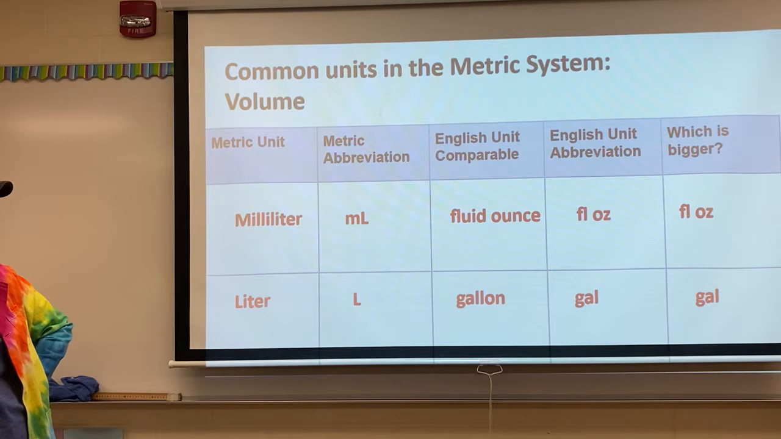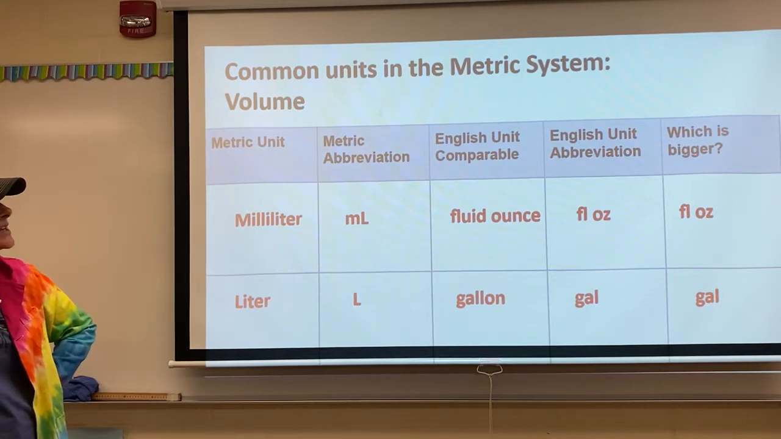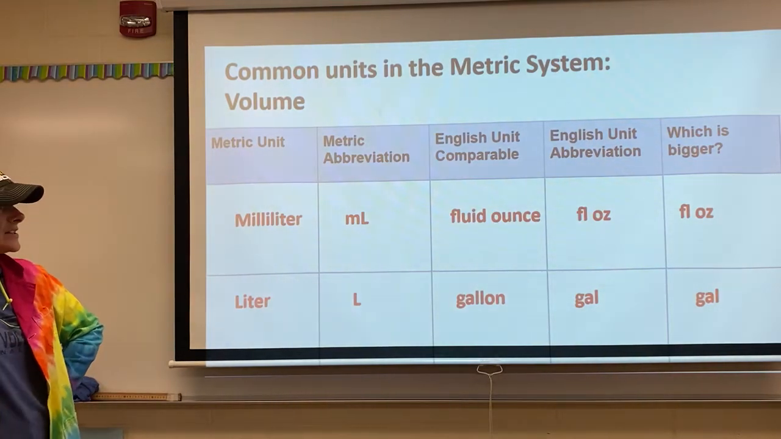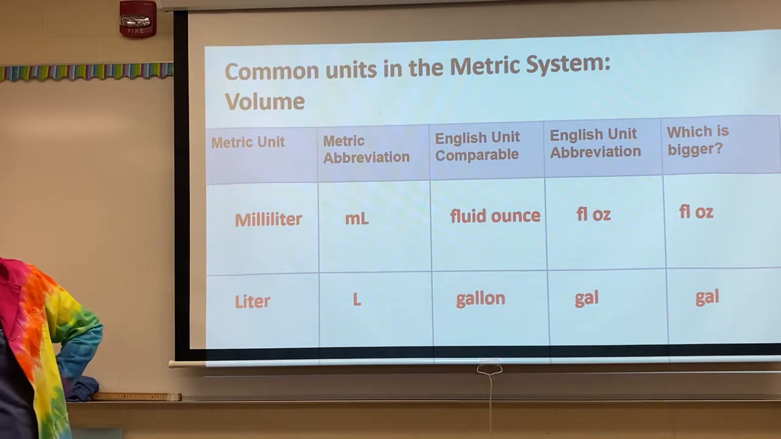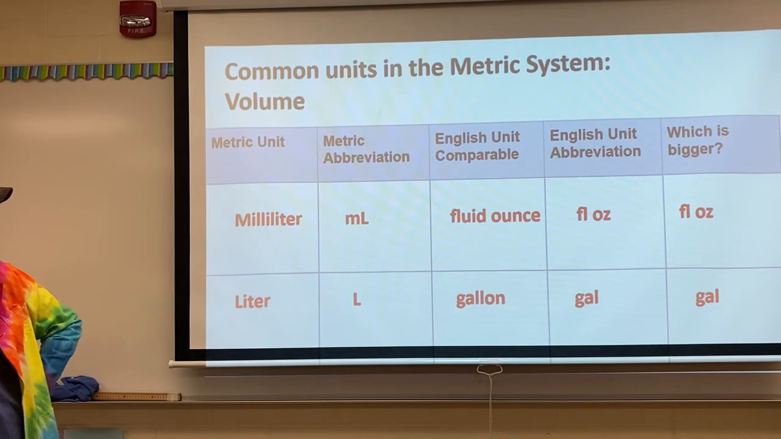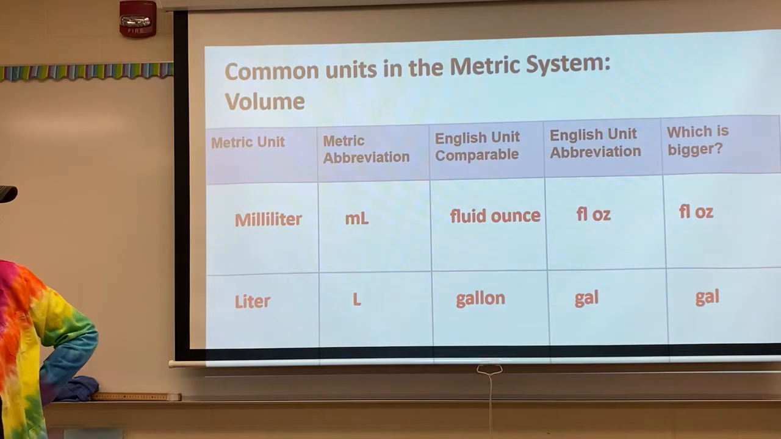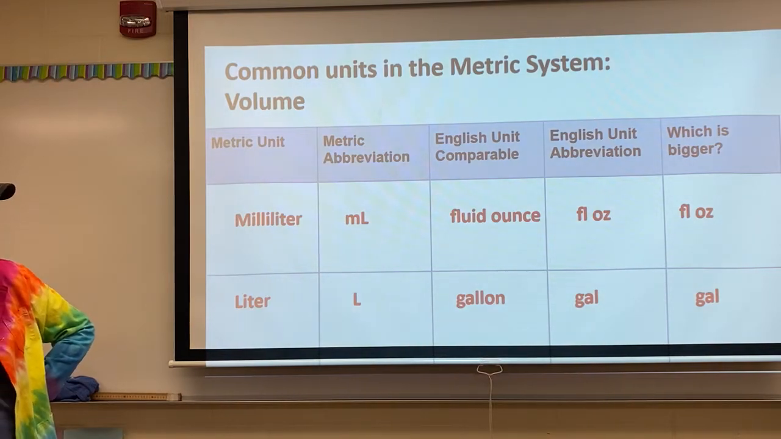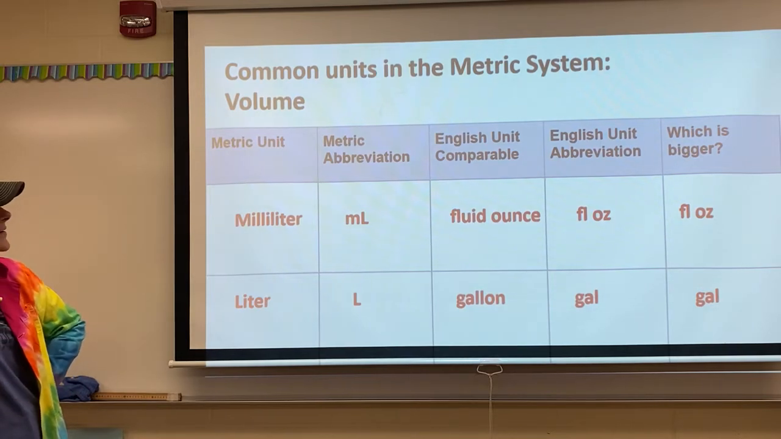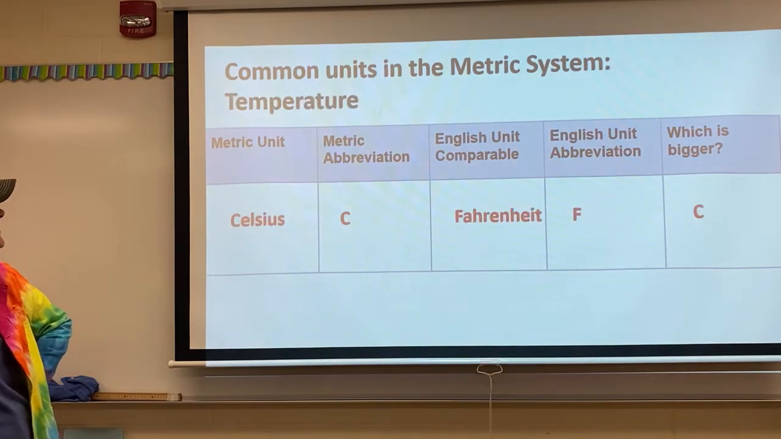The English comparable is a fluid ounce. It's abbreviated many times FLOZ, and which one is bigger? You had some experience hopefully with this in the activity the other day, and you realized that a fluid ounce is bigger than a milliliter. A liter is the metric unit. It's abbreviated with an L. It can be capitalized or lowercase. The English comparable is a gallon, and that tends to be abbreviated GAL, and a gallon is bigger than a liter. Okay, we're just wanting you to start to get a feel for these things, and that's why we went through that activity the other day.